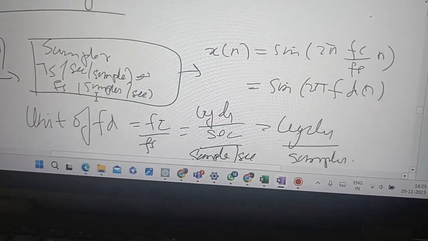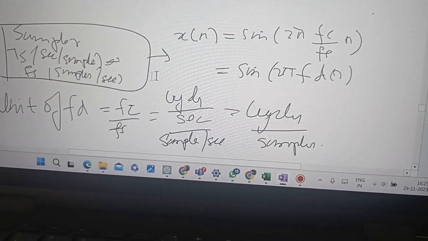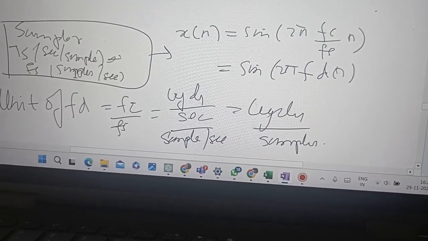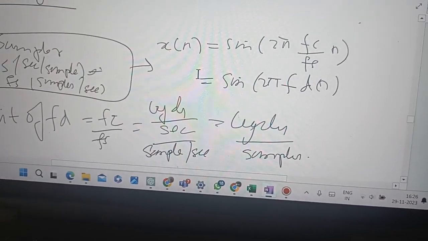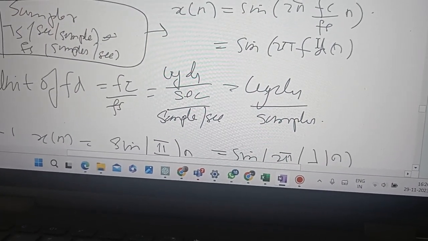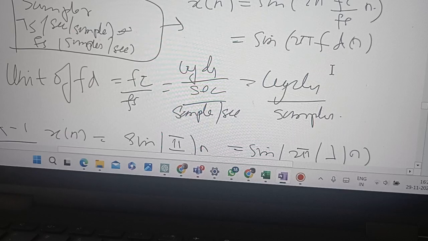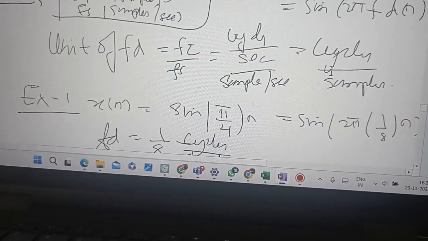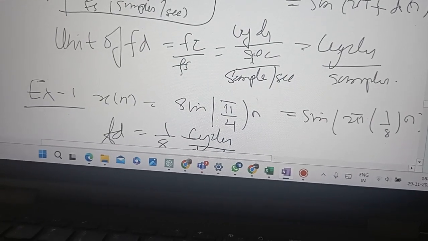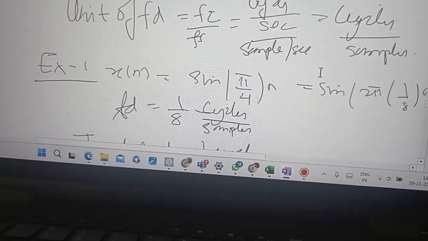Sampling, you get the sampling period Ts, and this is x(n). The sampling frequency fs is in samples per second. So x(n) = sin(2π f_c n/fs), and the unit of f_d is f_c/f_s, cycles per second divided by samples per second. Cancelling seconds, we get cycles per sample.